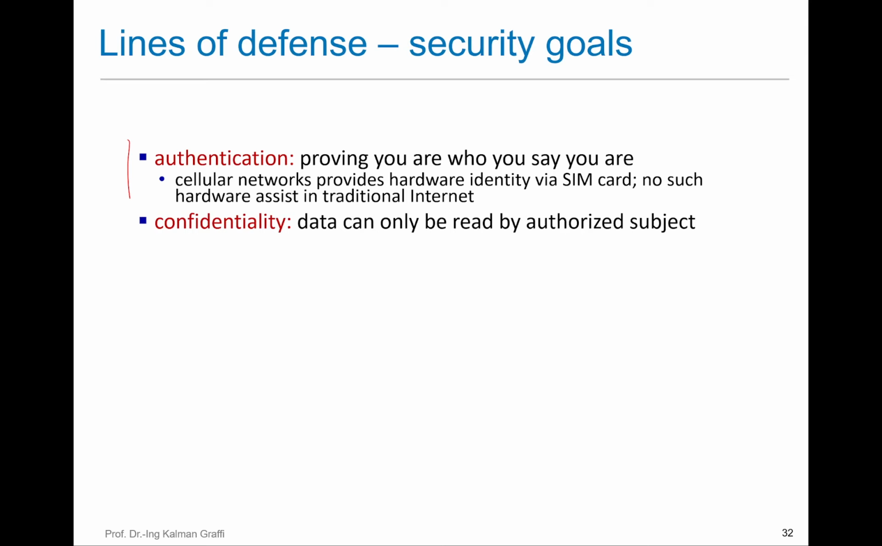Then the next point, confidentiality. Once you know whom you want to talk to, that data can only be read by authorized subjects. So basically, that means that the data that you send could be passing over multiple hops in the networking process, such as in routing, that you have multi-hop communication anyway, but only the authorized subject should be able to read it. We will see how this can be done.